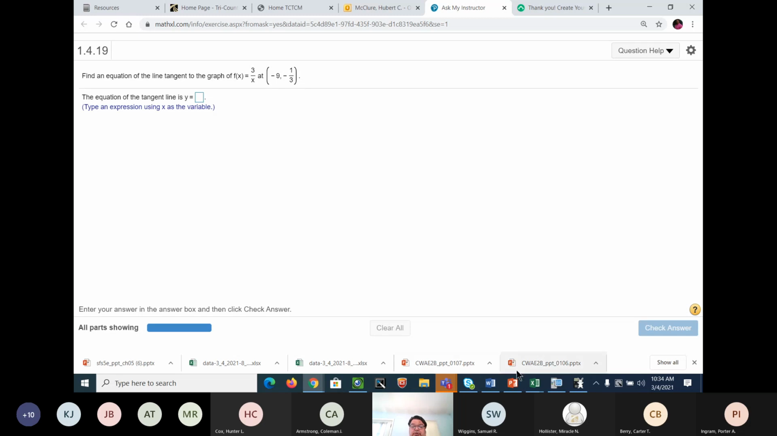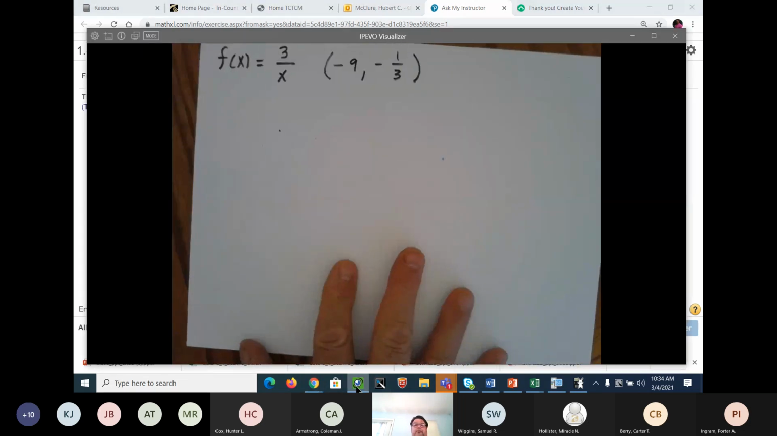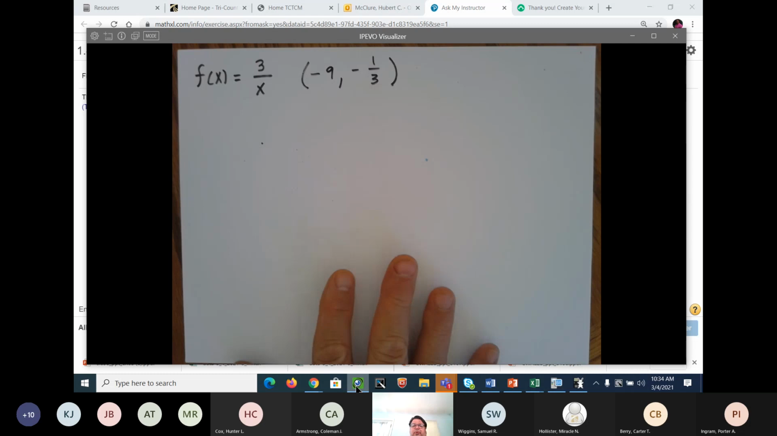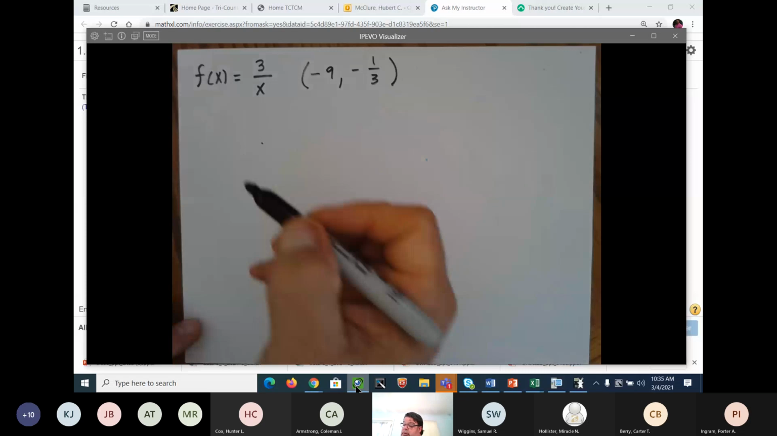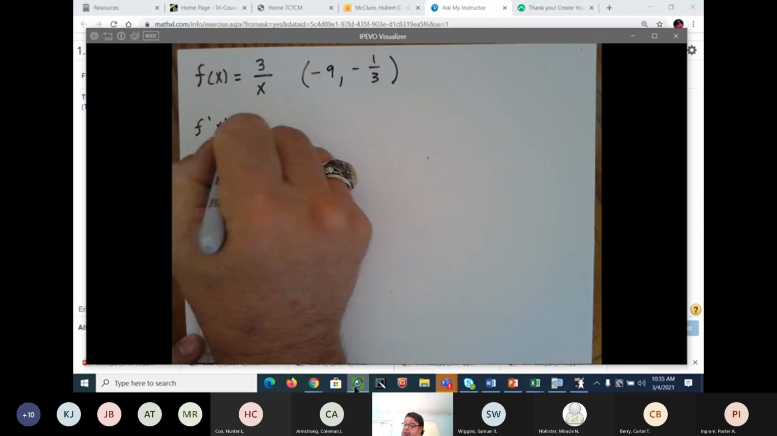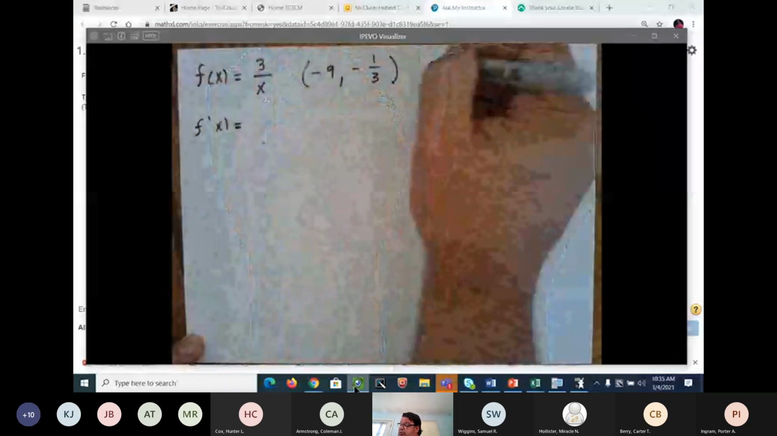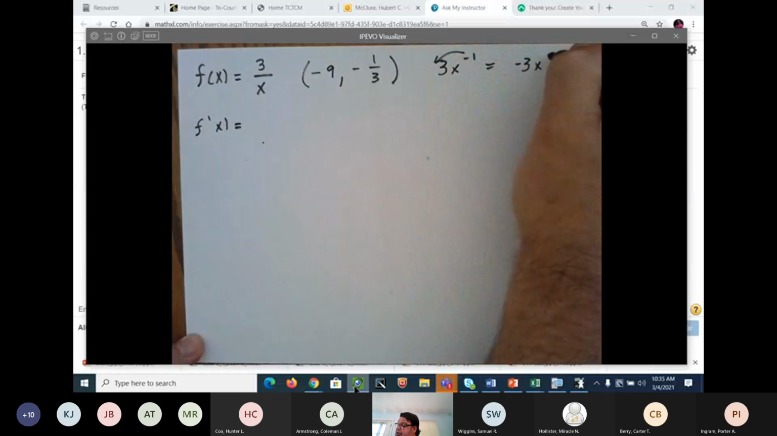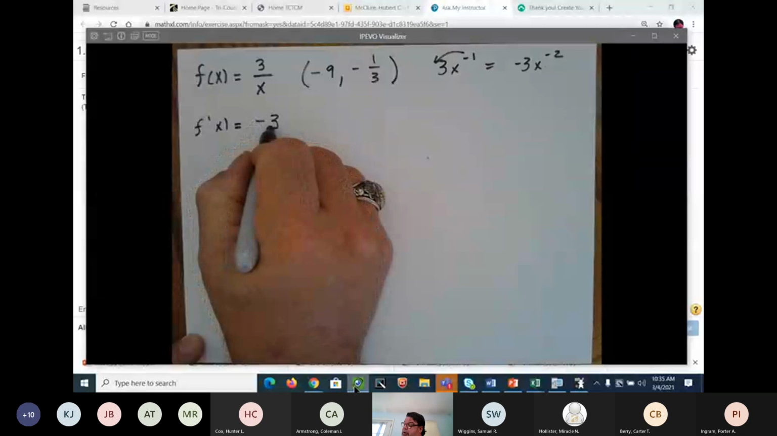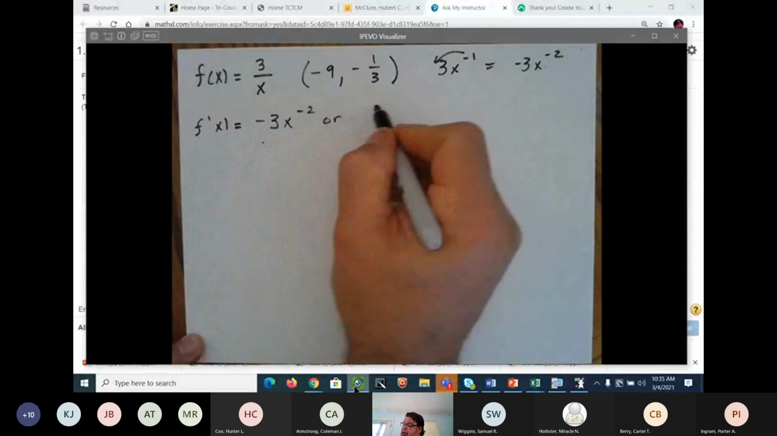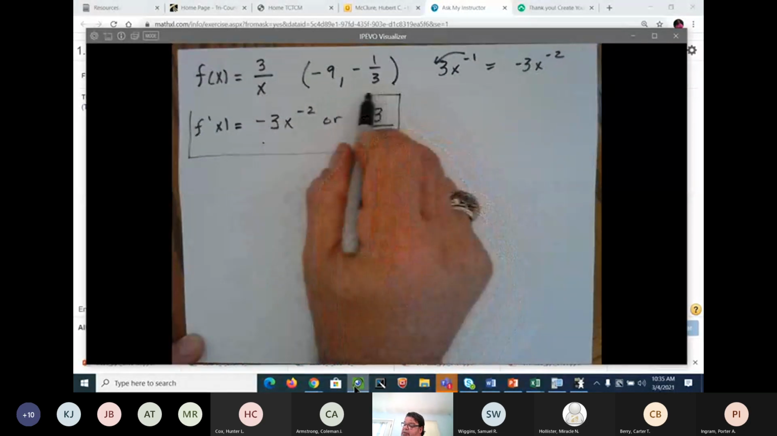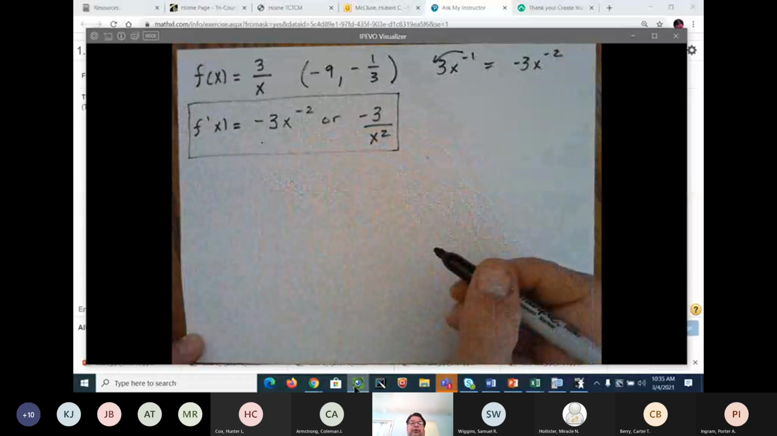All right, I'm going to go ahead and write this over here. There it is right there. Now, I'm not going to use algebra and limit theory since we've been exposed to 1.4 now. So I'm going to use calculus. f prime of x is equal to, well, this is 3x to the -1, so that's going to be -3x to the -2, or -3 over x squared. So there is my equation for the slope of my tangent line.